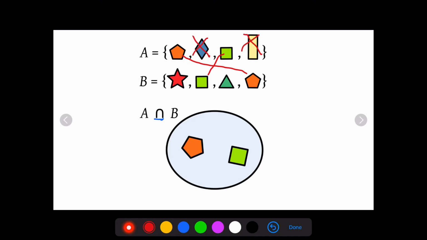This rectangle is in A but not in B. This triangle is in B but not in A. And this star is in B but not in A. So the resulting set that we get from A intersect B is the things that are in both A and B, and that's this orange pentagon and this green square.